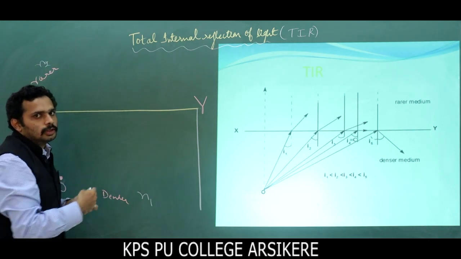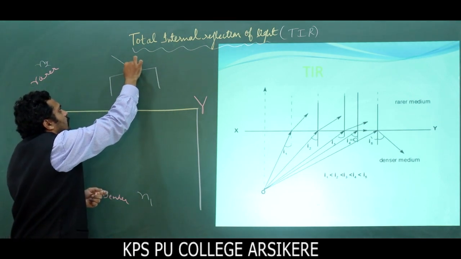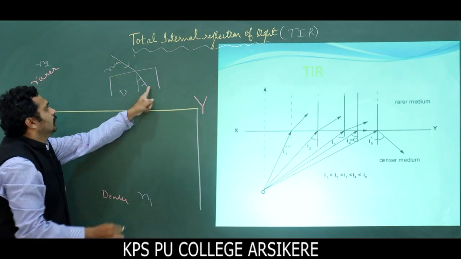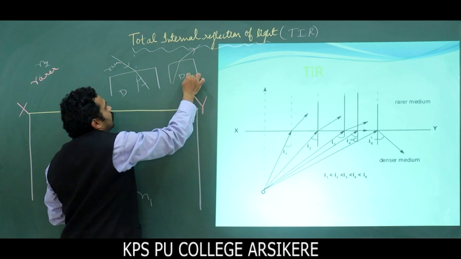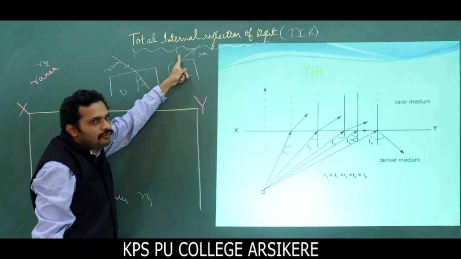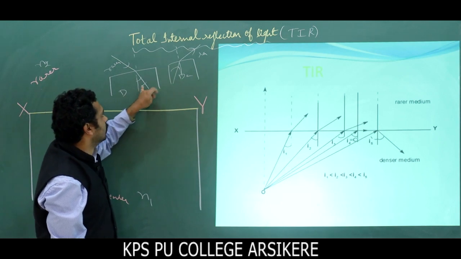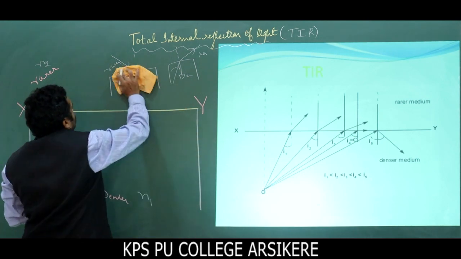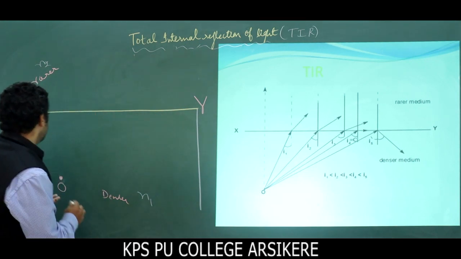Before understanding this, when the ray of light travels from rarer to denser, the refracted ray is towards the normal. When the ray of light travels from denser to rarer, the refracted ray is away from the normal. Is this clear? Rarer to denser, the refracted ray comes near the normal. Denser to rarer, the refracted ray is away. You have to know. Here the rays of light travel from denser to rarer. Keep it in your mind.